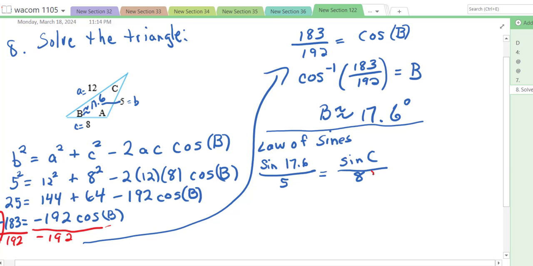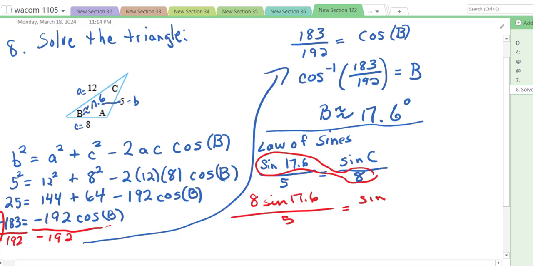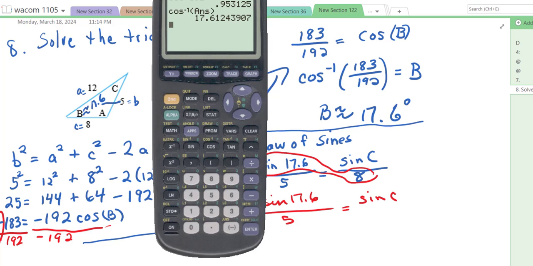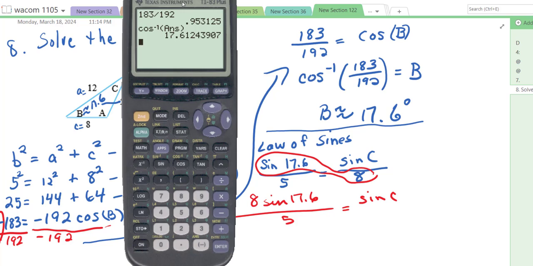All right, and I will go this way. So 8 times the sine of 17.6 divided by 5 should give me the sine of C, and then I will have to do sine inverse again. So calculator, you need to practice a lot of these. If you haven't done the homework, you're going to be in trouble. Okay, if you have, it's going to be a piece of cake.